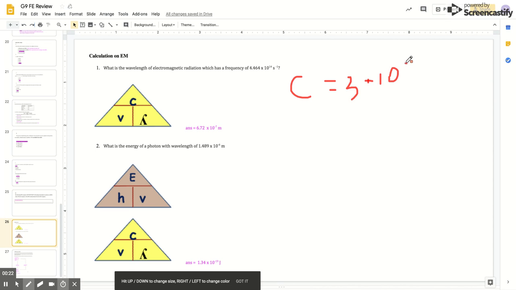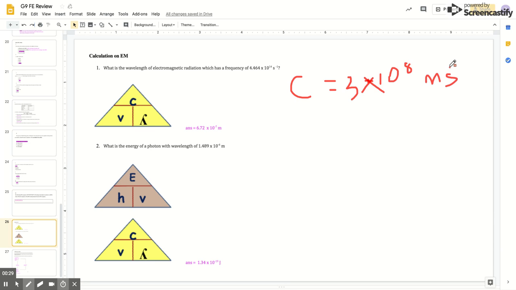You should be practicing using this already. 3 times 10 to the power of 8 meters per second, m s to the minus 1. Right? And you're going to be given the equation. You're going to know that c is equal to the speed, the wavelength, which is lambda, times the frequency. Right? So you're going to have these equations. Now, in this case, you're given the value of the frequency. The frequency is given to you here, so you have this value.